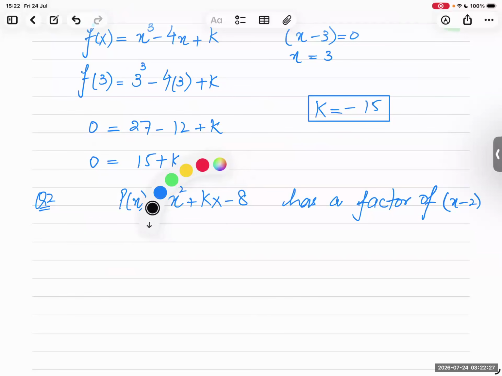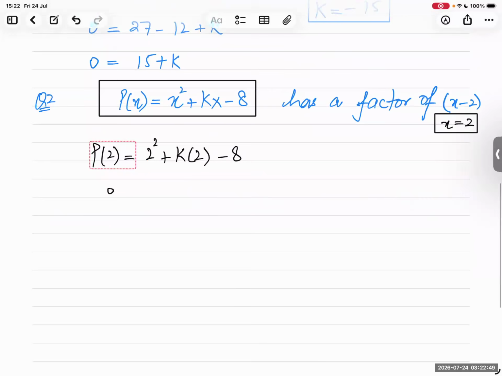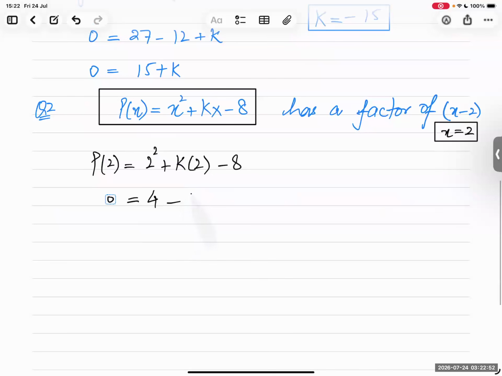If this is a factor, x is equal to 2, and we substitute it here. So p of 2 is equal to 2 square plus 2k minus 8, which is equal to 0. So 0 is equal to 4 minus 8 plus 2k, so 4 is equal to 2k. We get the value of k is equal to 2.